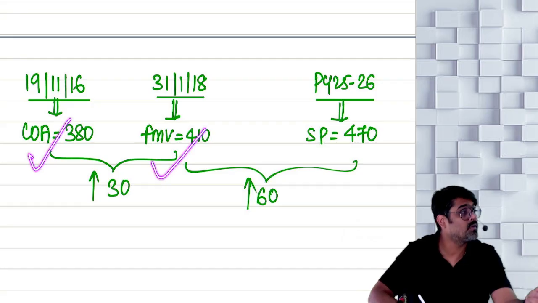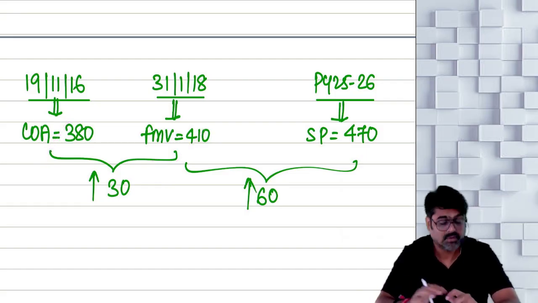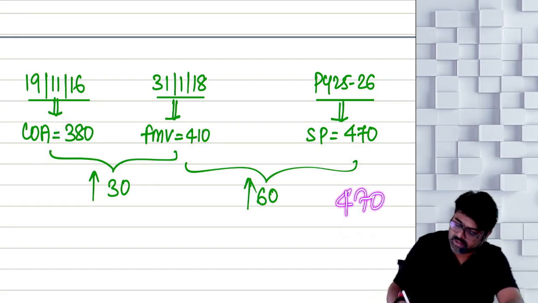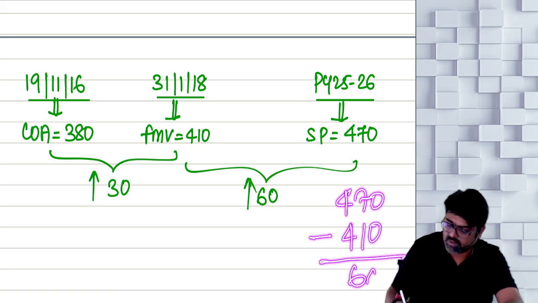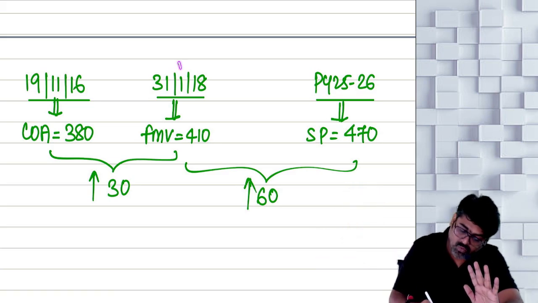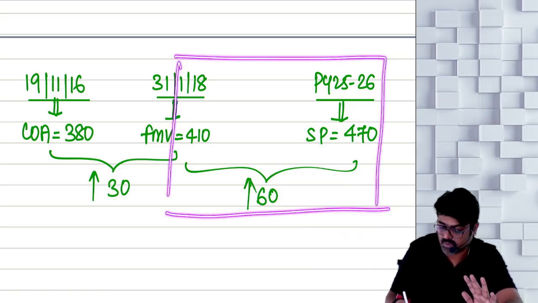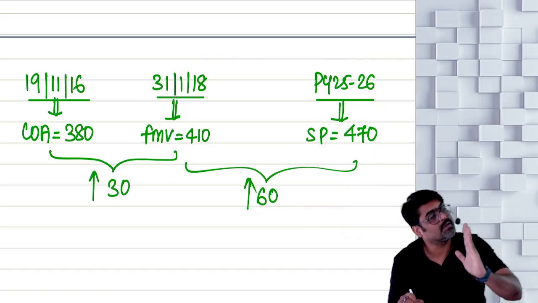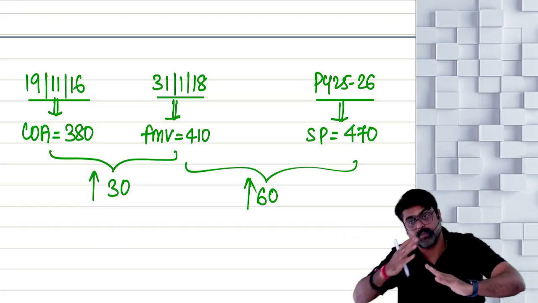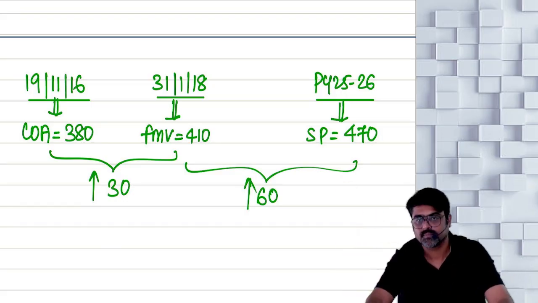410, 380 or 410, whichever is higher. So what cost are you going to reduce? Out of 470, instead of reducing 380, now you reduce what? How much will be your gain? So the gain only for this period will be charged to tax. Gain only after 31st January 18 will be charged to tax.